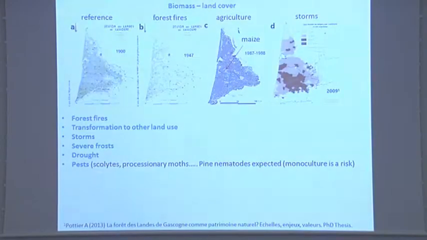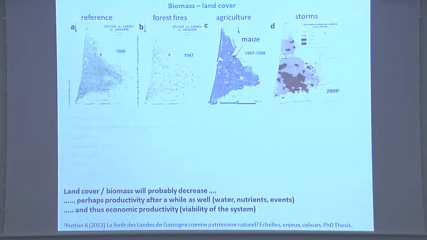There are already some diseases. It's more about 1 million hectares of monoculture. So if pine nematodes that are expected to arrive come into this monoculture, it probably will have a significant effect.